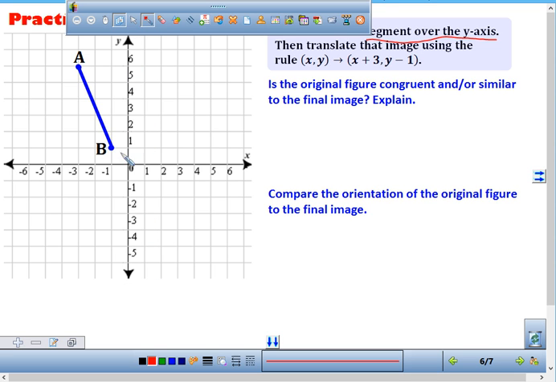That means how far is each point from that axis? Go the opposite direction. Okay, so A is how far from the y-axis? 1, 2, 3. Then to reflect it, I go the opposite direction, 1, 2, 3. And I have A prime. Same thing with B. How far is B from the y-axis? 1. So I go 1 the other direction. I have B prime. I connect my 2 points.